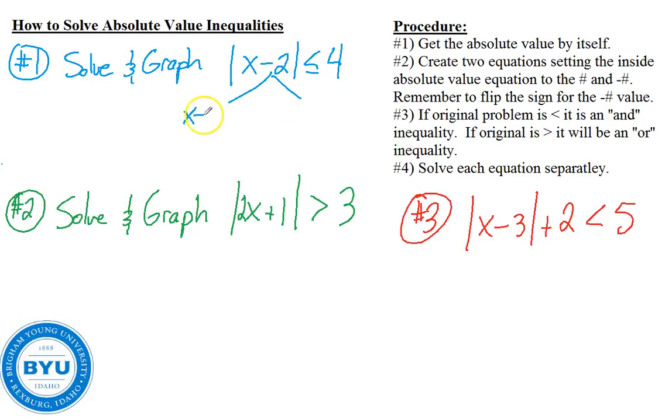It's going to be x minus 2 is less than or equal to 4. And then on this other side, we're going to need to flip my sign, so it's greater than or equal to -4. It's going to be an "and" inequality because the original problem was less than. I solve each of these, so I'm going to add 2 here. So I get x is less than or equal to 6. And when I add 2 here, I get x is greater than or equal to -2.